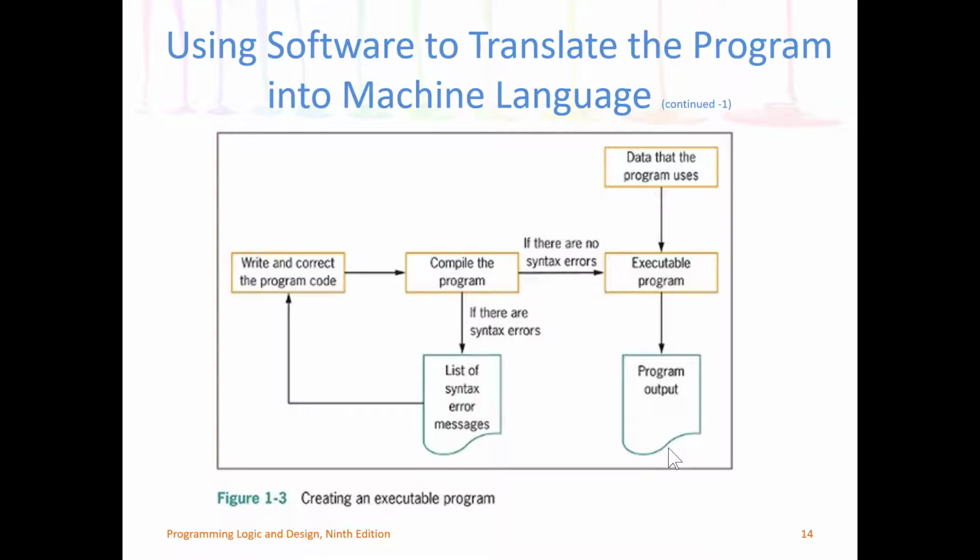So here's the steps you're looking at. We're writing the program, we compile the program, we get our errors, we fix it. We're in this stage until we get it running. Then we have an executable program that inputs some data, outputs some data, and hopefully works correctly.